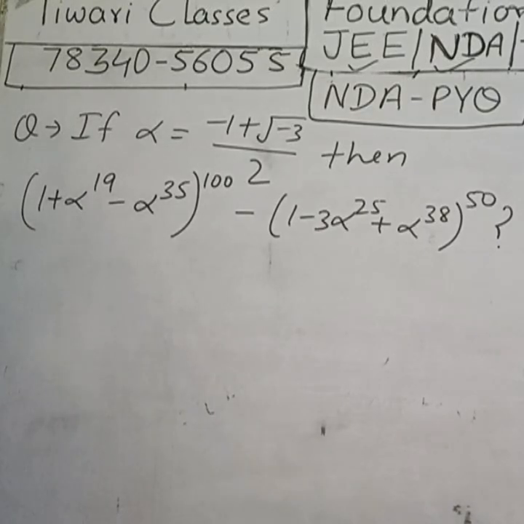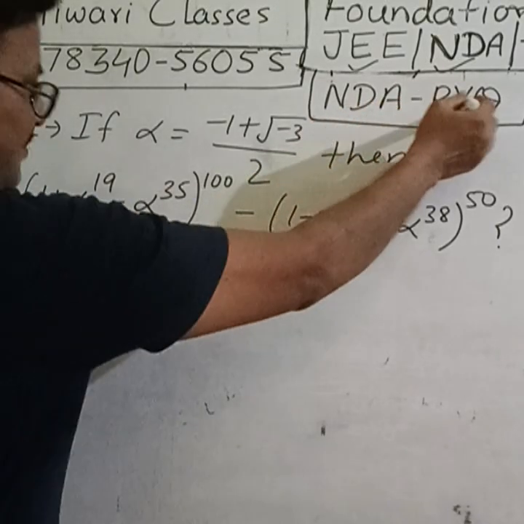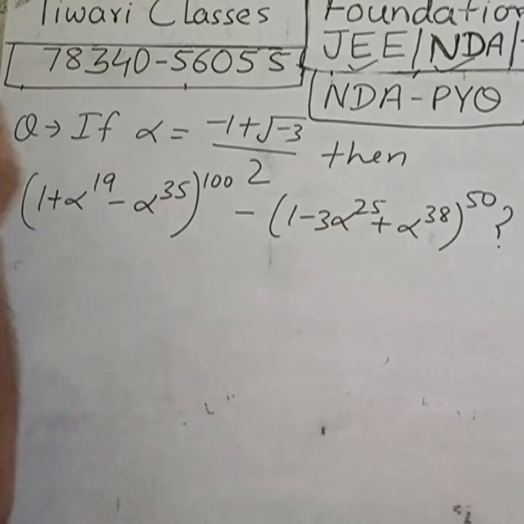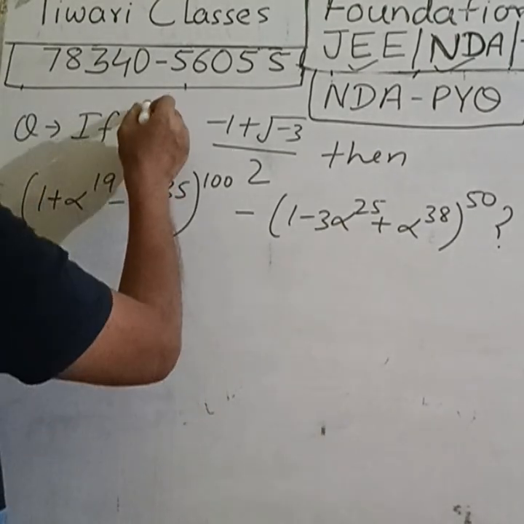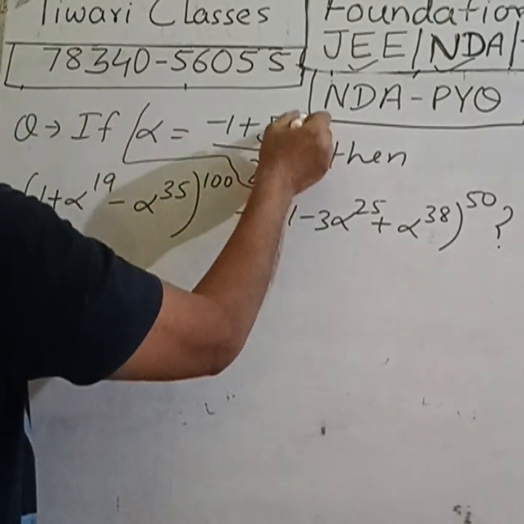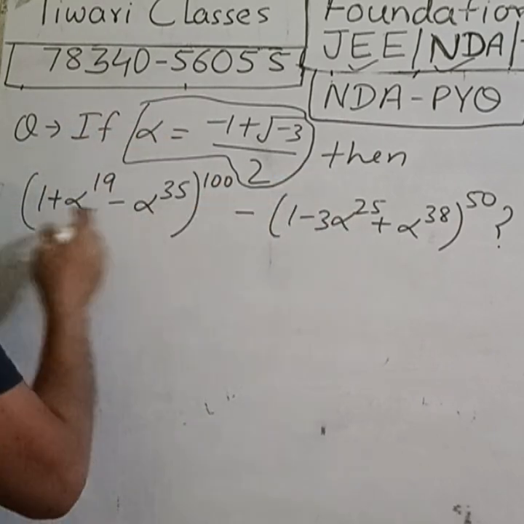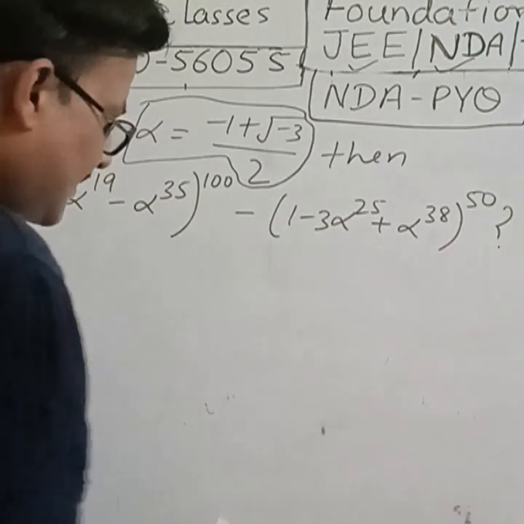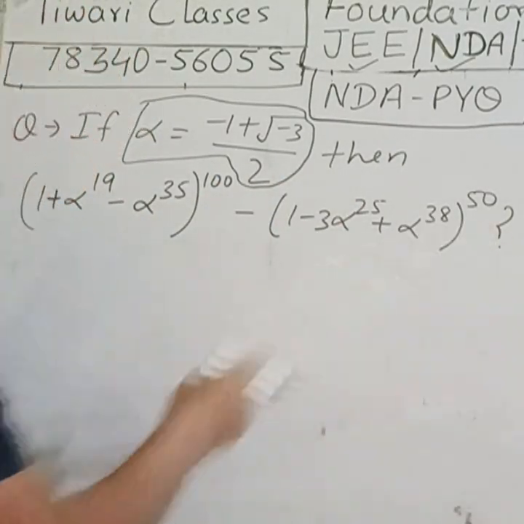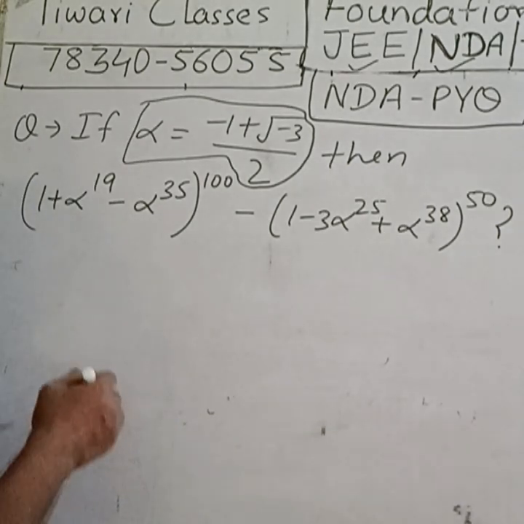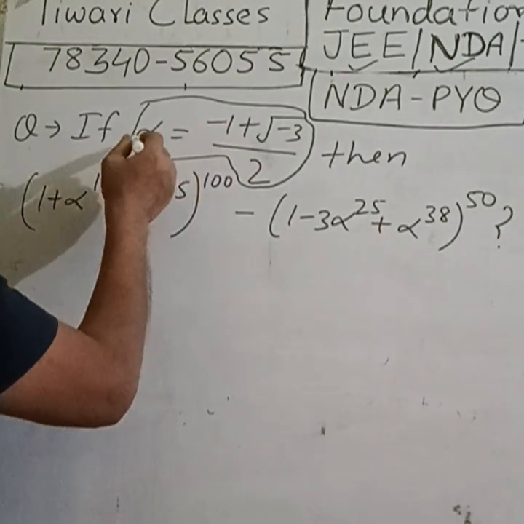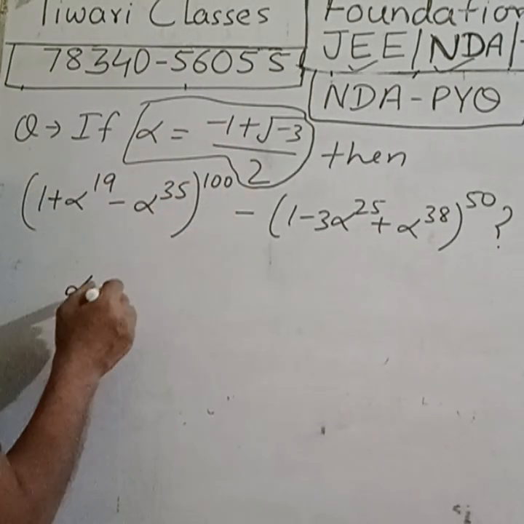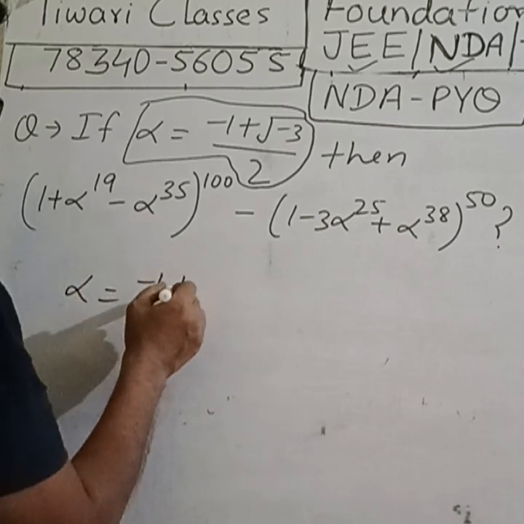Okay, now again another question of NDA previous year question. If alpha is given to you, then you have to find the value of this one. There are four options which I have not written. So first of all, observe what is alpha here.